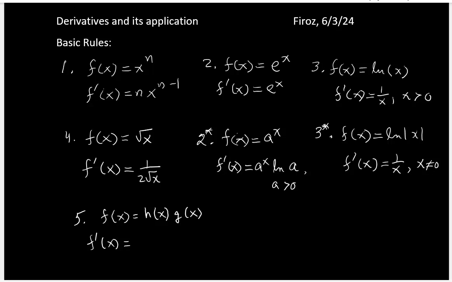Then in example 2, we have the function e to the x, which is the exponential function. And in this case, constant e is known. So its derivative is just e to the x.